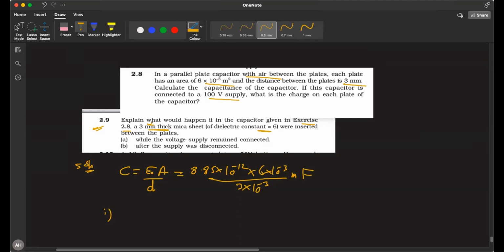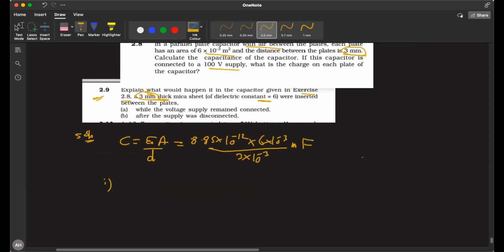It's partially. Fully. See, the separation between the plates is 3 mm. The thickness of the sheet is 3 mm. So it's not partially filled, it's fully filled. Only some issues with the calculations. You took it as partially filled. It's not partially filled, it's fully filled. See, the separation between the plates is 3 mm, and your slab thickness is also 3 mm. So it's fully filled up. So capacitance will be K epsilon naught A by D.